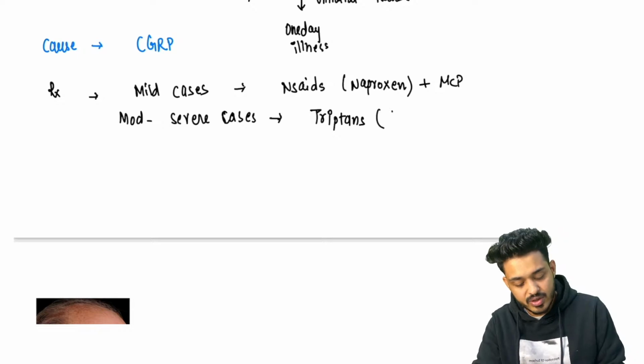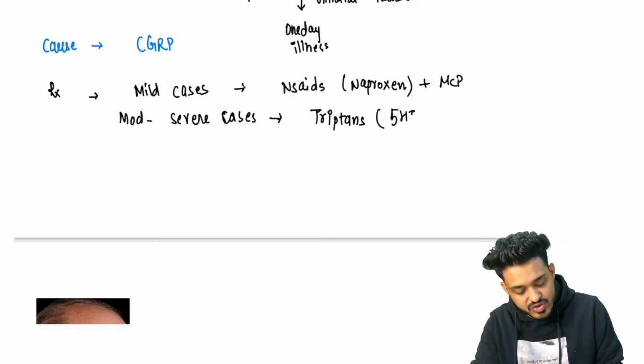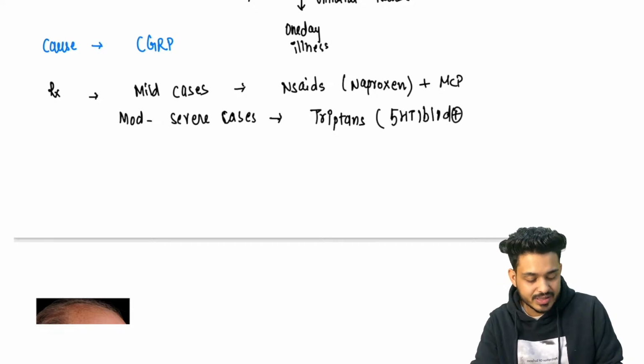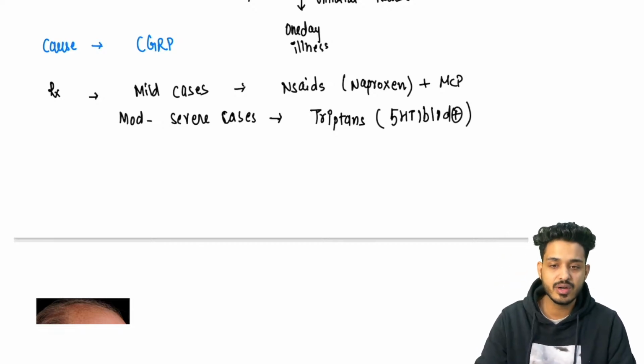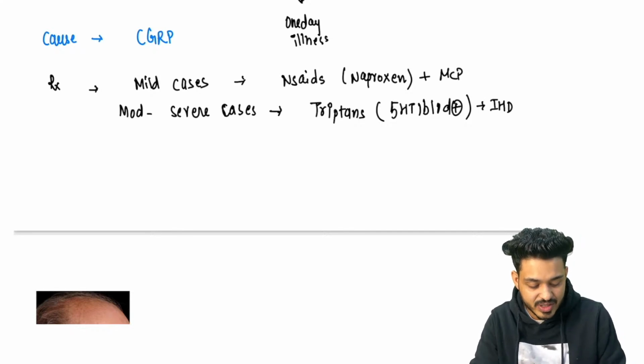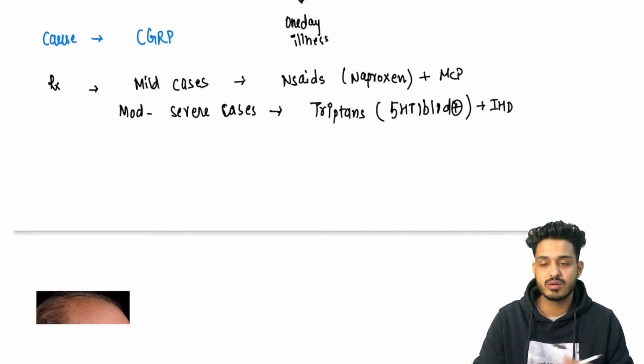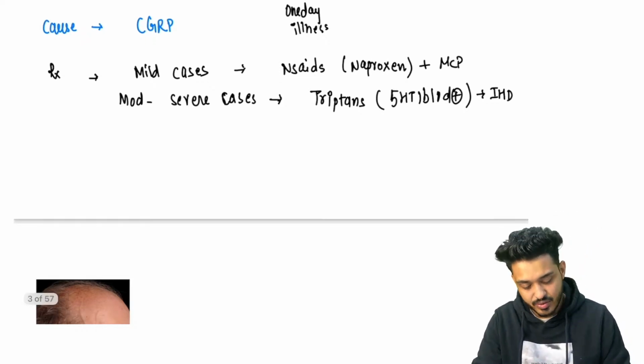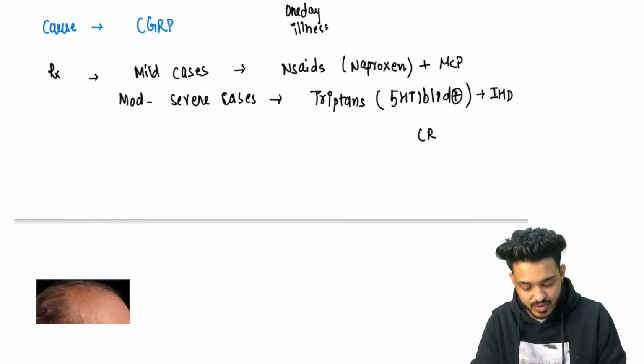Triptans are going to be your 5-HT1B/1D agonists. These are your triptans. But remember, don't give triptans in cases of ischemic heart disease, because they can precipitate more coronary vessel problems, right? So in ischemic heart disease, we are going to use drugs that are going to be your CGRP receptor antagonists.